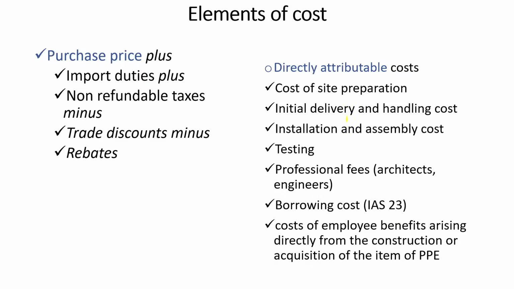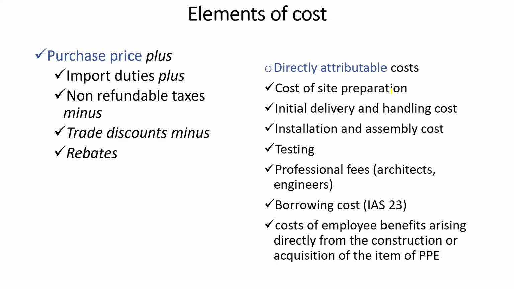So anytime you hear directly attributable cost, this is what we mean. In future, I've told you that I can ask you to calculate the cost of an item of PPE. I will give you a number of items, so you have to know which of them should be included and those that should not be included. By directly attributable cost, I mean cost of site preparation.